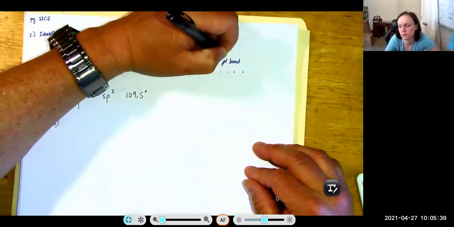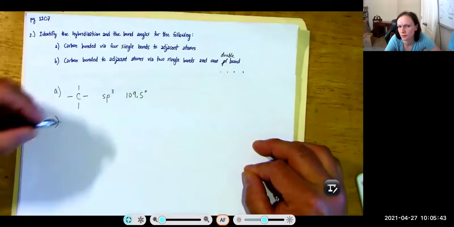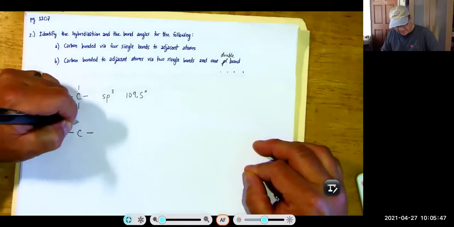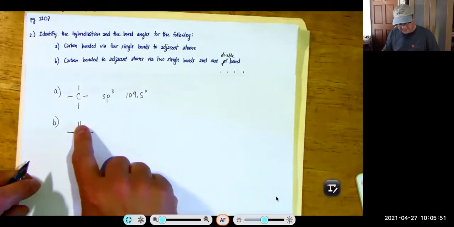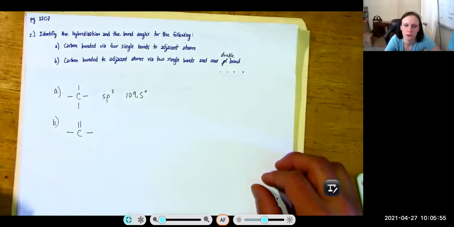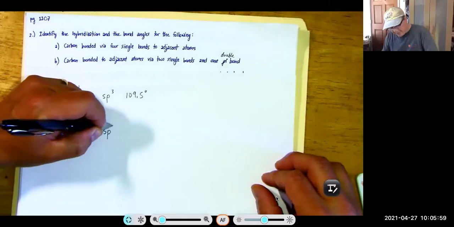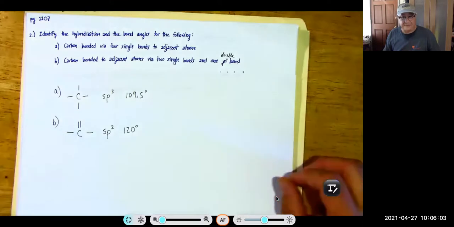So is it linear or trigonal planar? They're not asking for that. I know, but here's 2 single bonds and 1 double bond. What's the hybridization then? SP2, 120. Okay, now that you said the bond angles, it's pretty clear that it's trigonal planar, right? Yeah.